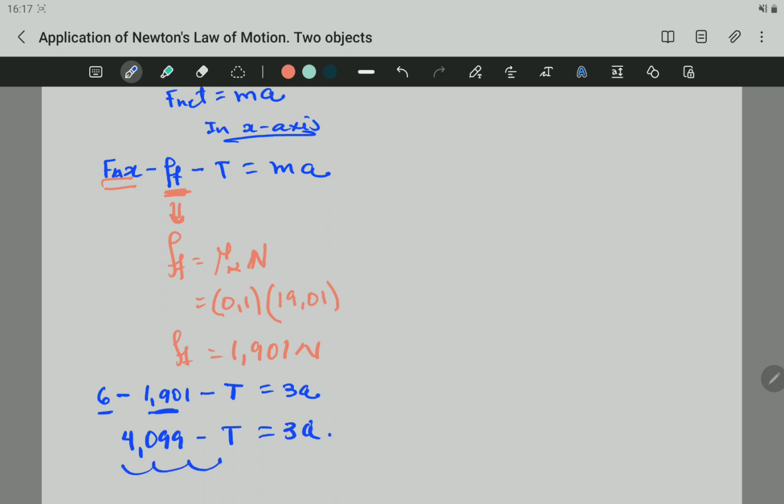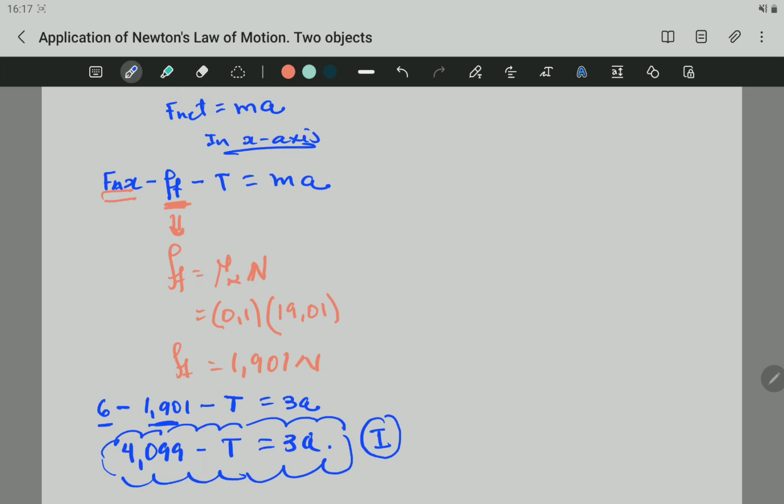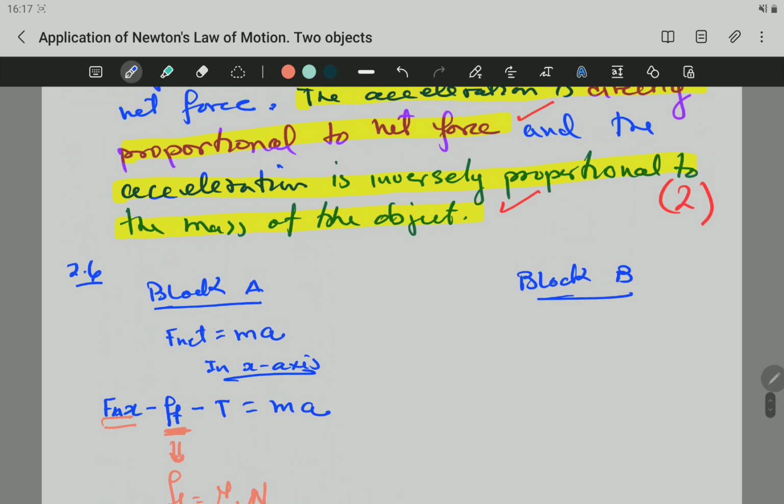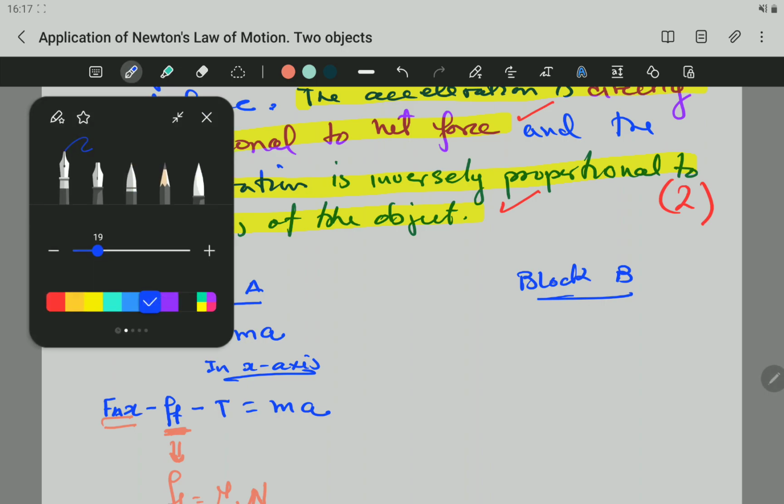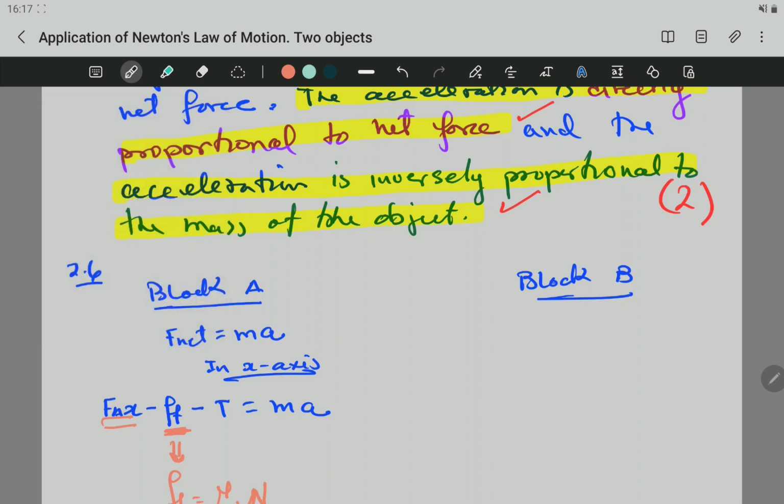Now, here we have two unknowns. We don't have the tension and we don't have the acceleration. So we're going to stop there and call this one equation 1. Now we're going for block B. For block B, we have to do the free body diagram. Let me just draw the axis and I'll be back with you just now.